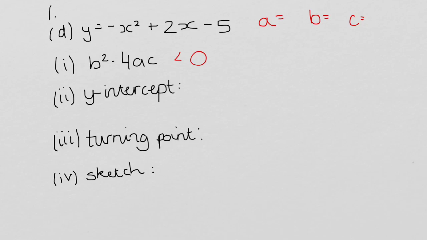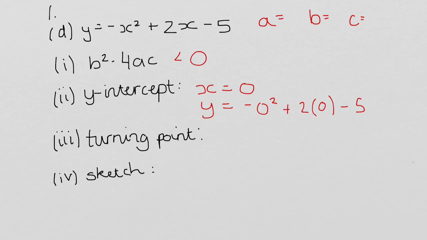Second part asks us for the y-intercept. So where the parabola intersects the y-axis, x will equal 0. So then we can work out what y equals using this equation here. Okay, so we put in negative 0 squared plus 2 times 0 minus 5. Please let me point out, 2 times 0 is 0 and not 2.